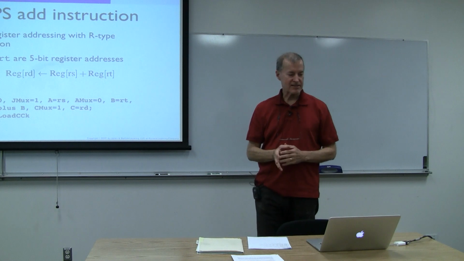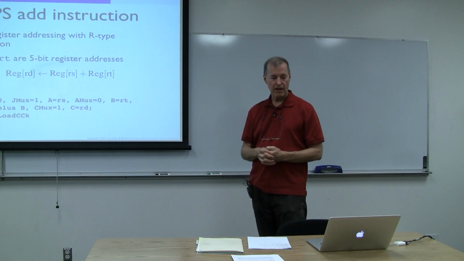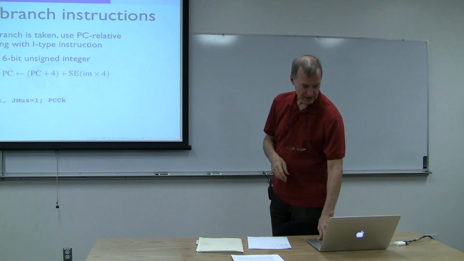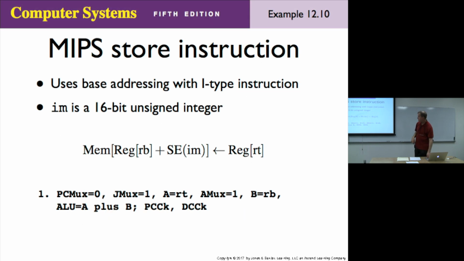Okay, well, at the end of class last time, we looked at the MIPS computer organization, and let's go back and look at figure 12.40, and we saw how the data flowed through these paths. And at the end of the class, the example we did was a store instruction where the data to be stored we put on the A bus, and then we clocked the data into the data cache with CK, and the ALU calculated the address, and that got clocked in like that. Is this figure example 12.10, this MIPS store instruction?